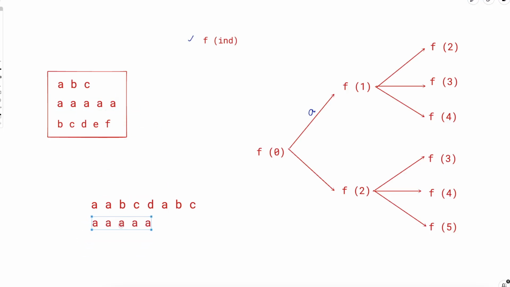Let's start with this one. Here again, this is a valid match. So you can again say, okay, for this particular match, give me the minimum number of strings required to form the remaining string, which is equivalent to the previous one. So let's skip this part.